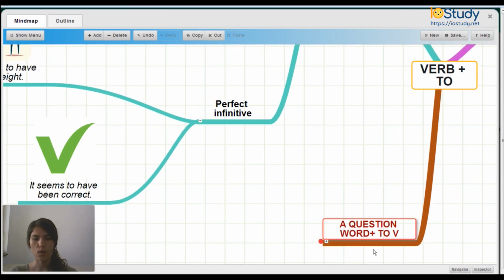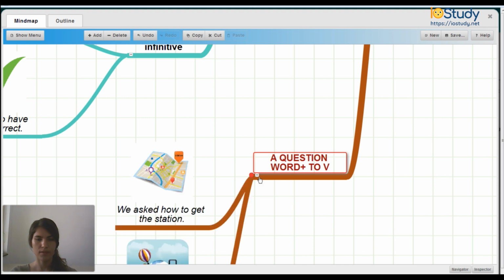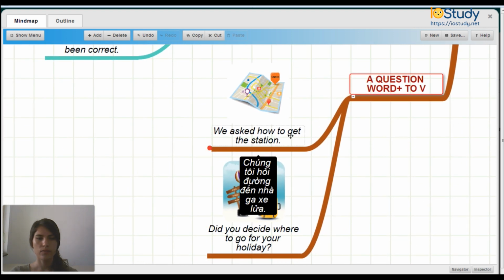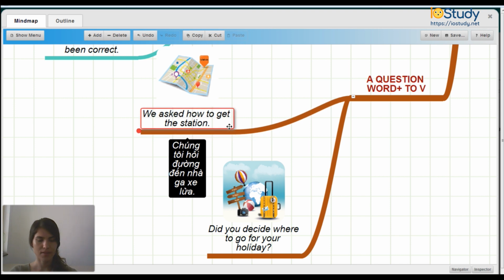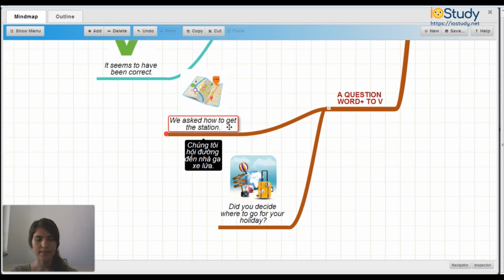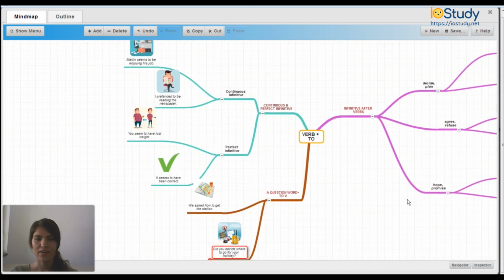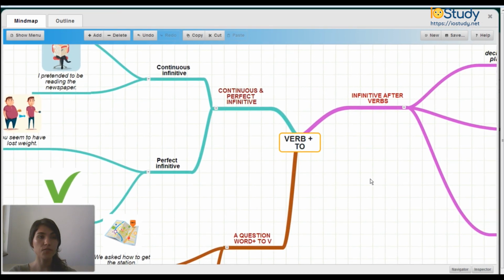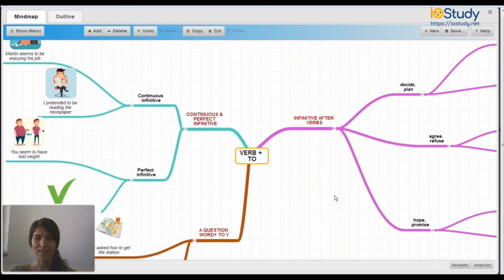Finally, a question word plus to verb. For example, we asked how to get to the station. And did you decide where to go for your holiday? So these are both a question word plus to verb. Okay, so here's your completed mind map for verb plus to. You can always come back to this for your reference.